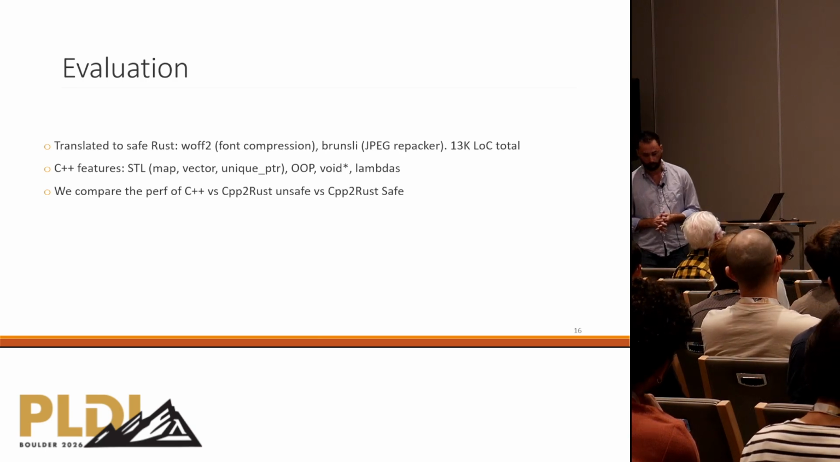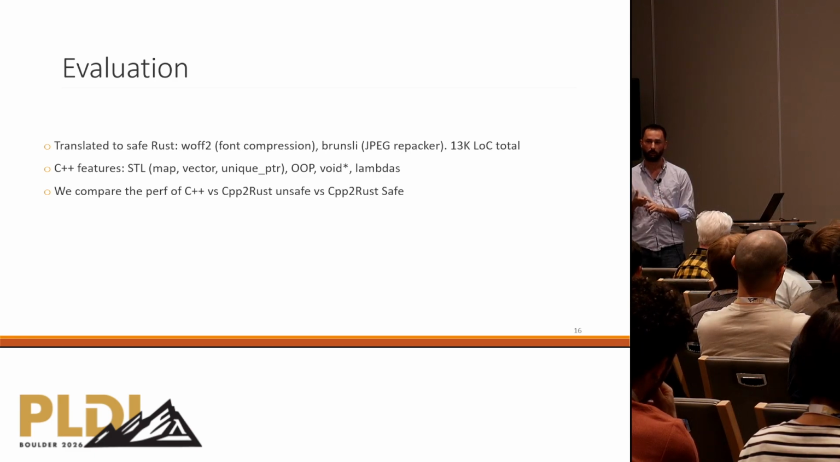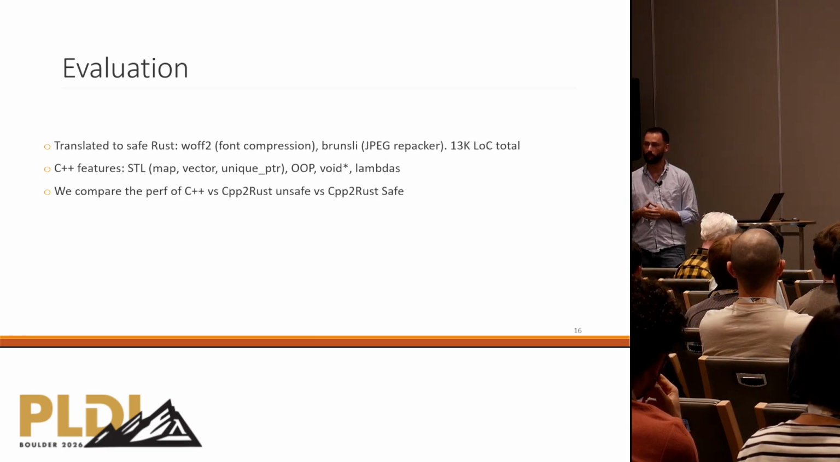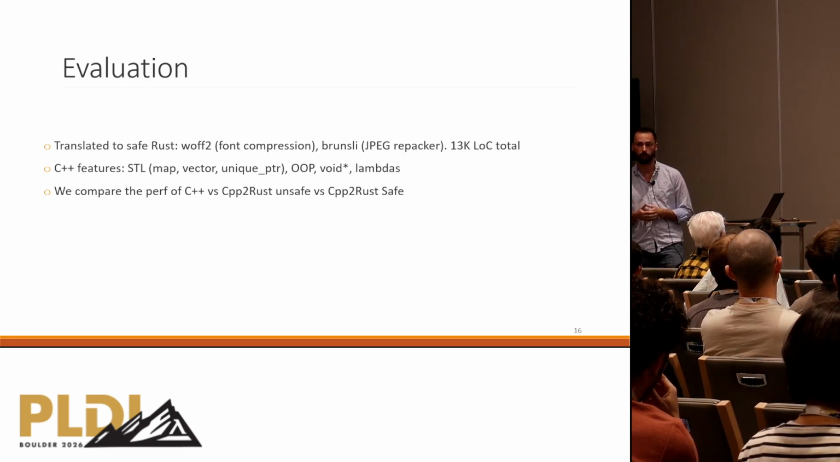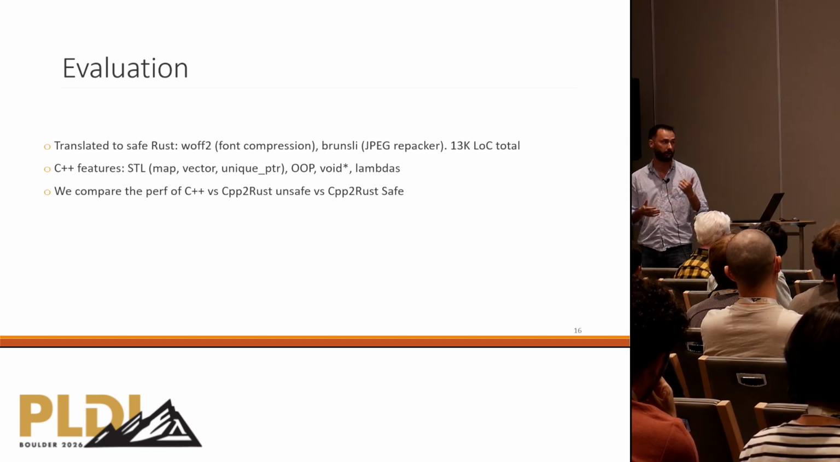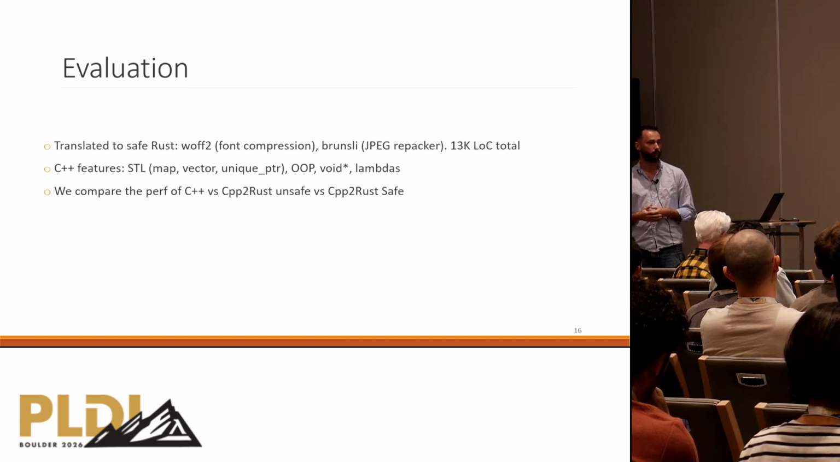So for both applications, we compared 3 versions. The original C++ version, the C++2Rust unsafe model. We developed this model only for benchmarking purposes, and the output should be more or less similar to the output of C2Rust. And finally, the C++2Rust safe model, which is the default model, and it's exactly what I presented you earlier with the value pointer and the runtime checks.